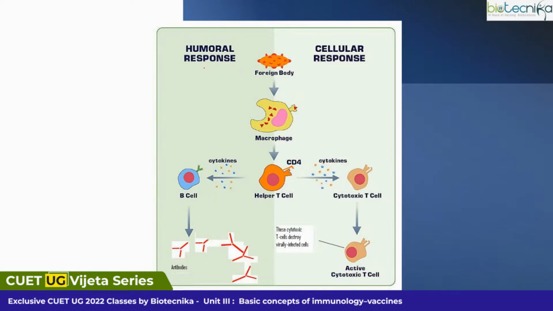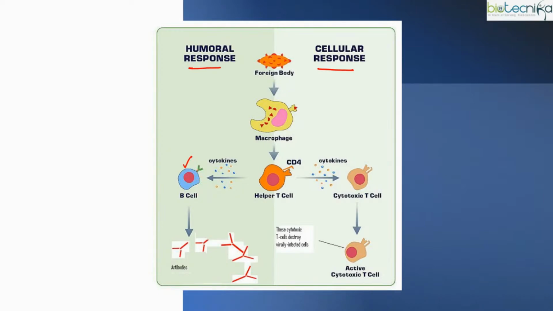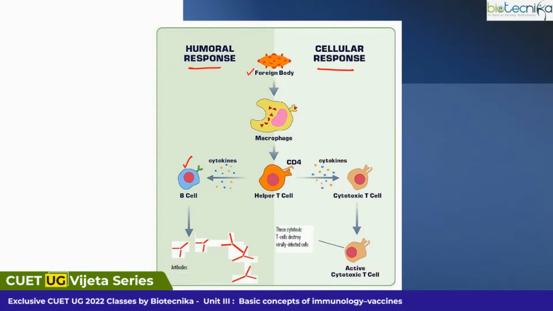Okay, so now what is humoral response and what is cellular response? So humoral response means, as I said, the B cells get activated. When B cells get activated, they release antibodies. If you follow this figure, a foreign body or a pathogen has entered, and it has been taken up by the macrophages. Then the macrophages take the antigen, process it, break it down, and then present it. They have certain surface markers, known as MHC, and they present it to the T cells.